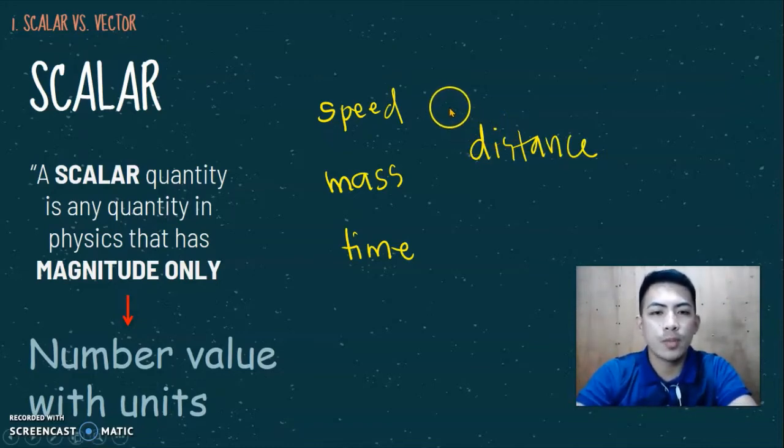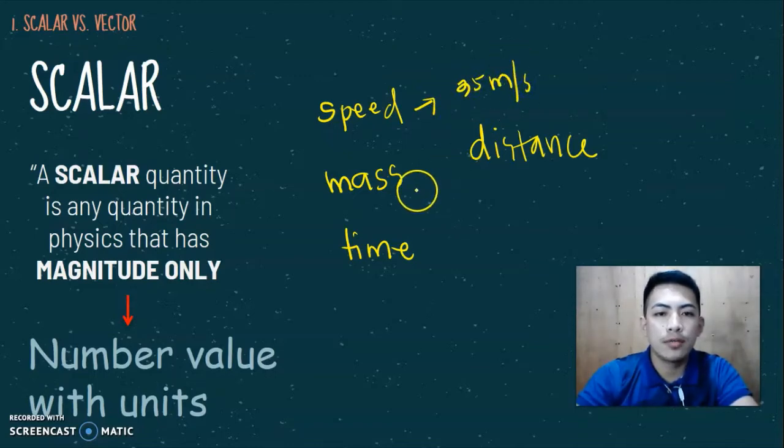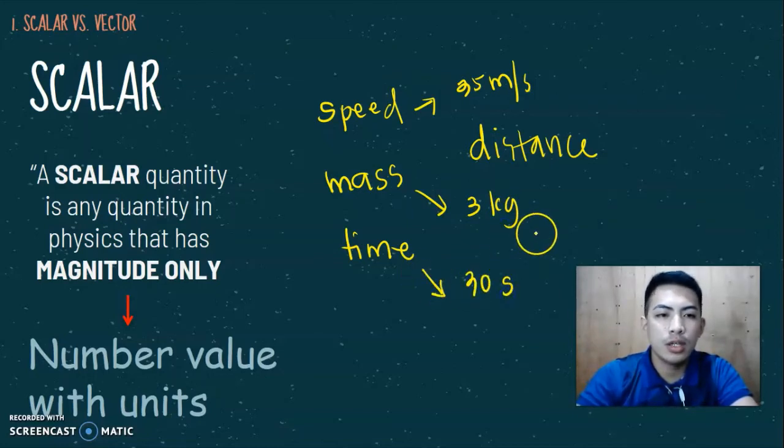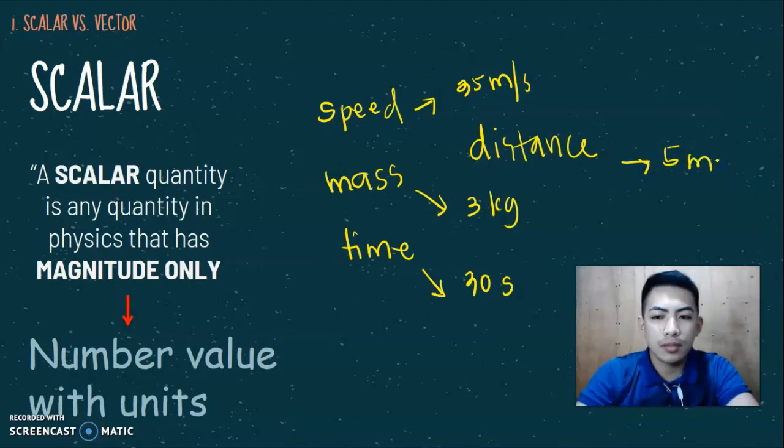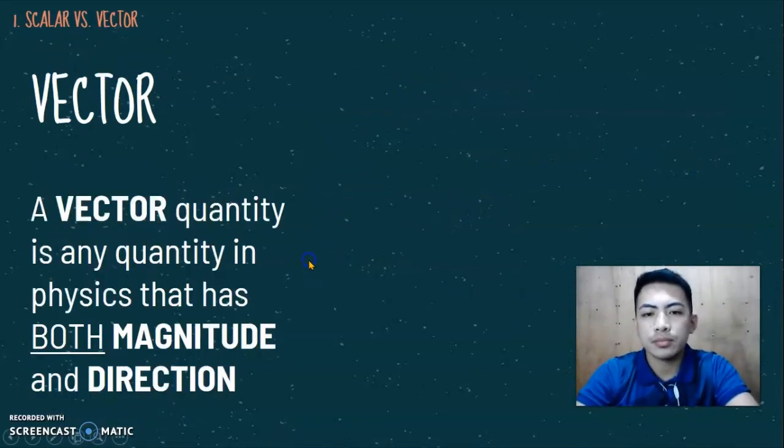They only involve magnitude, the number value of the measurement in their units. For example, for speed, we can have 35 meters per second. For mass, we can have 3 kilograms, and for time, we can have 30 seconds. For distance, we can have 5 meters. That's it. We are only concerned with the magnitude and the units.